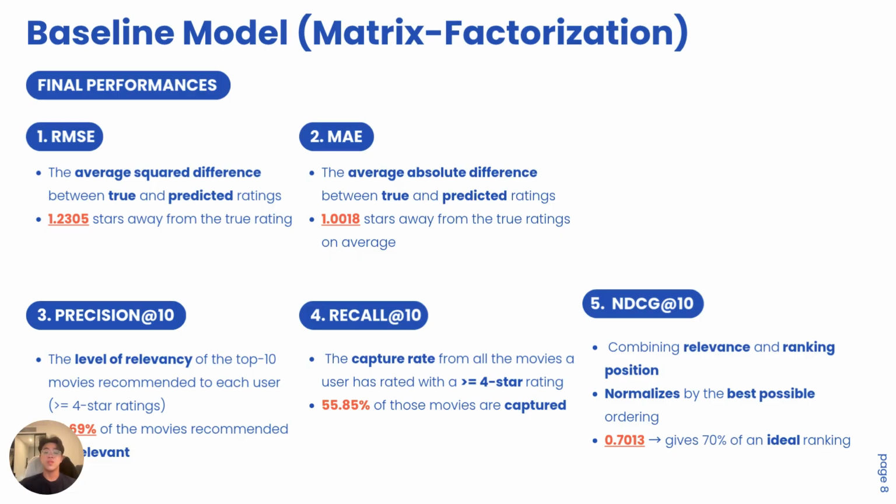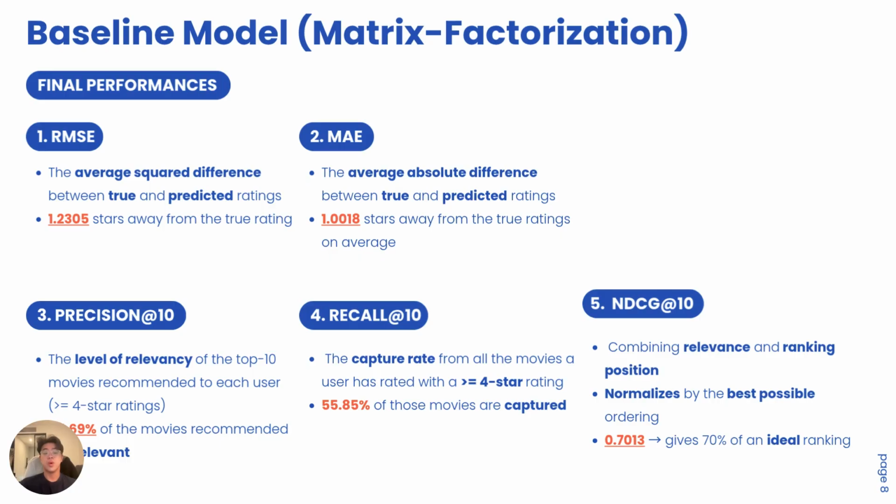Then let's move on to precision at 10. It measures the relevancy of the top 10 movies recommended to each user, where relevant means greater than or equal to a 4-star rating. And 56.5% of the movies recommended are relevant.